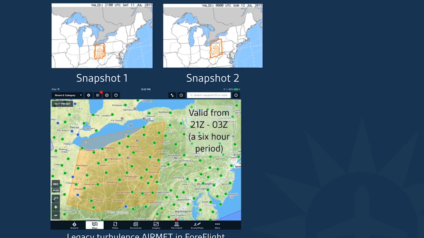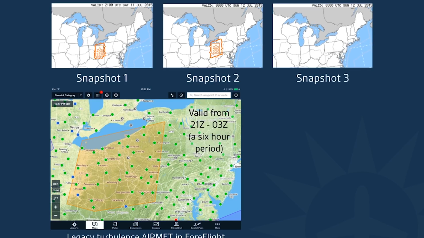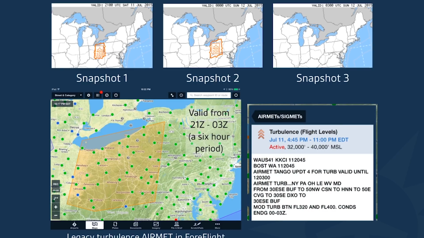When you look at the legacy AIRMET here in ForeFlight, you really can't get that sense. And in fact, by snapshot 3, valid at 0300Z, you notice that that particular turbulence AIRMET is completely gone. So that area is dissipating. You can certainly look at some of the details of the text if you were to tap on the legacy AIRMET. And it does say at the bottom there that that particular area of turbulence is ending between 0 and 3Z, which is also represented in the last snapshot.